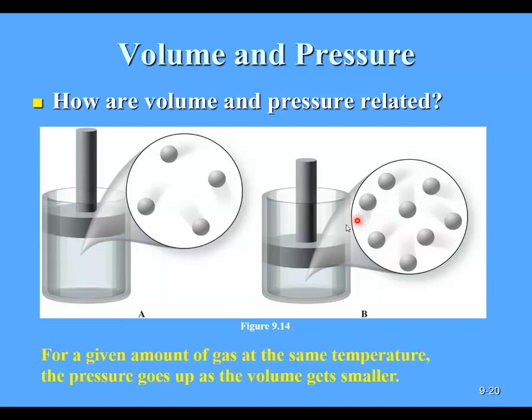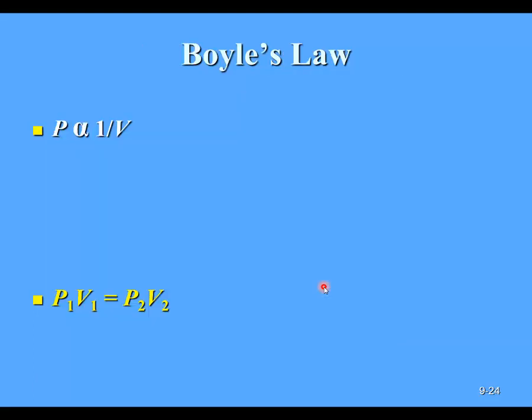Then as I decrease my volume, I expect the pressure to go up because now I have more collisions per surface area. So that will result in an increased pressure of those particles striking the surfaces inside of the cylinder. Okay, now we can relate this to a law called Boyle's law. We can say that pressure is inversely related to volume. So as I have decreasing volumes, pressure is going up. If I were to increase my volume, pressure would go down.